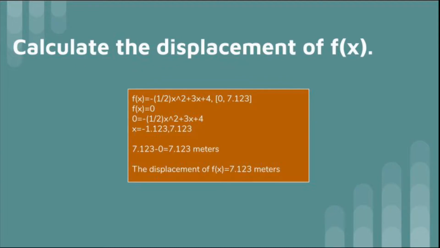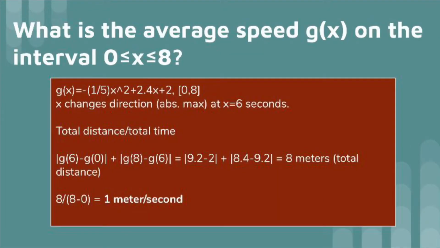Doing so, we get x is equal to negative 1.123 and 7.123. Since time cannot be negative, our endpoint is x equals 7.123, meaning our displacement is 7.123 minus 0, which is equal to 7.123 meters.